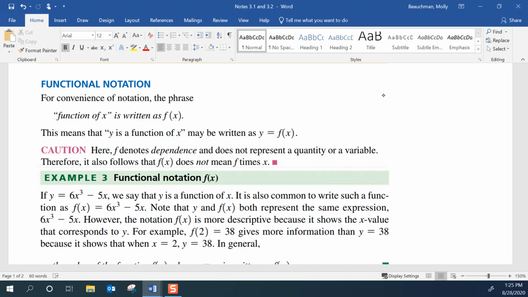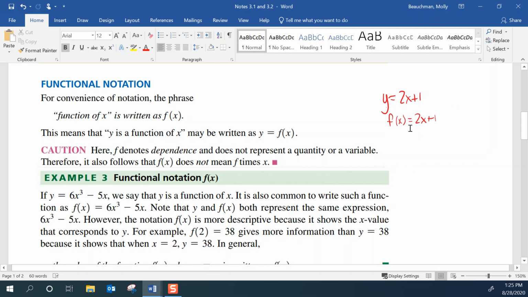So all those times when we had graphs of lines, y equals 2x plus 1, x is the independent variable. Remember, when you make a table of values, you select whatever you want for x. y is the dependent variable. Whatever you pick for x, y depends on what you picked for x. So we could also call that, instead of y equals, f of x equals 2x plus 1. So it's a different notation to identify this as a function. And then just a caution, f with the parentheses x does not mean f times x. It's just read as f is a function of x. Okay?